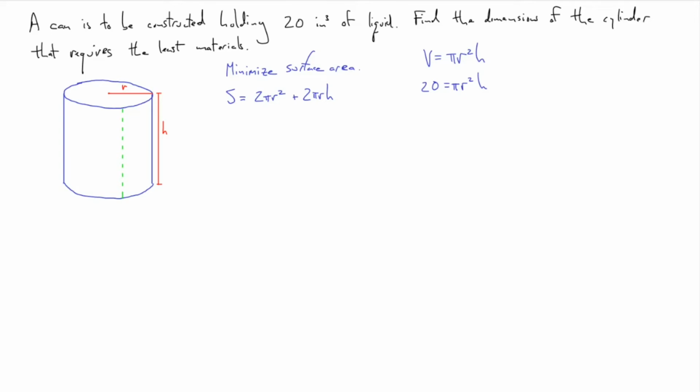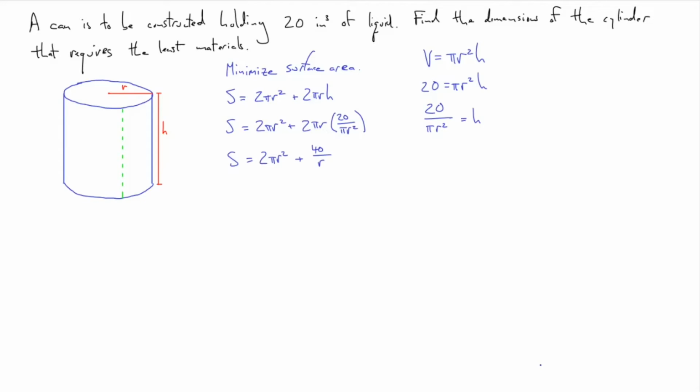If we tried to solve for r, we'd end up with something that had a square root in it, and it would be a little bit more complicated than it has to be. It probably makes more sense to solve this for h. And doing so, we get that h is equal to 20 over pi r squared. We can now plug that into our formula for the surface area.